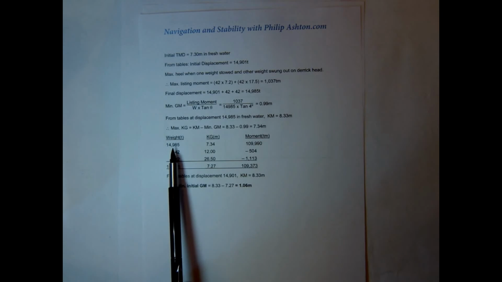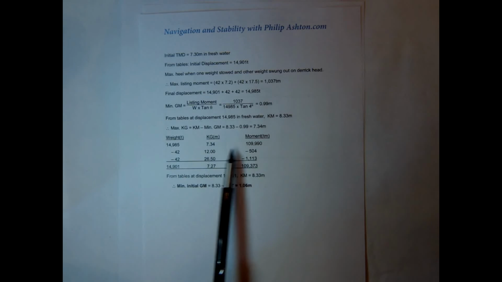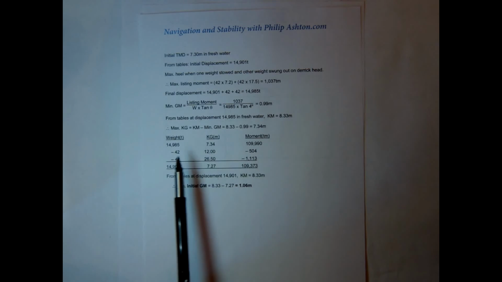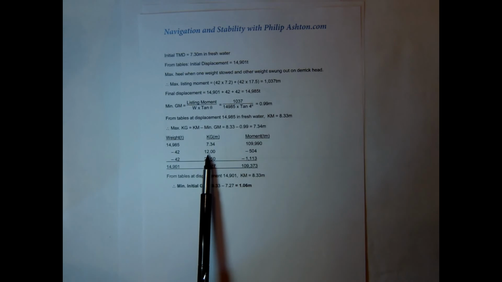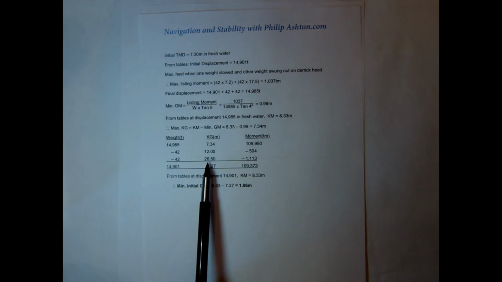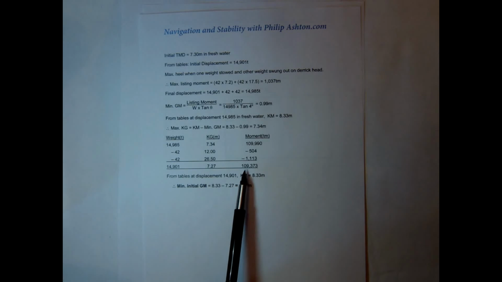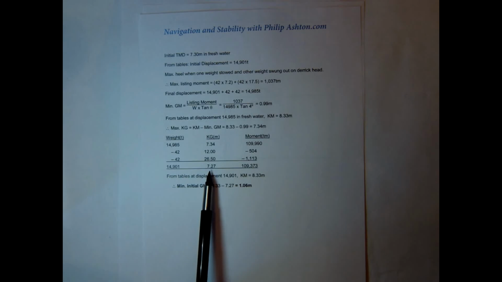So we now reverse the process. There's our displacement with both weights, at the KG we've calculated, 7.34. We're now going to take the weight off the vessel that we first loaded, and we're going to take the weight off the derrick that we were holding. These two are both minus to take us back to our initial displacement, and that will be the moments that we would have, and therefore that would be our KG initially.